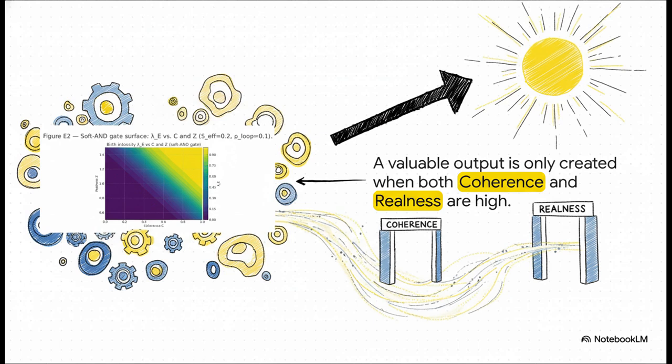The system produces something it calls birth intensity. This heat map shows it perfectly. Just look at that top right corner, that bright yellow spot. That represents a powerful, high-value output. And notice, it only happens when both coherence and realness are cranked way up. The system has to be both stable and in touch with reality to create something genuinely useful.